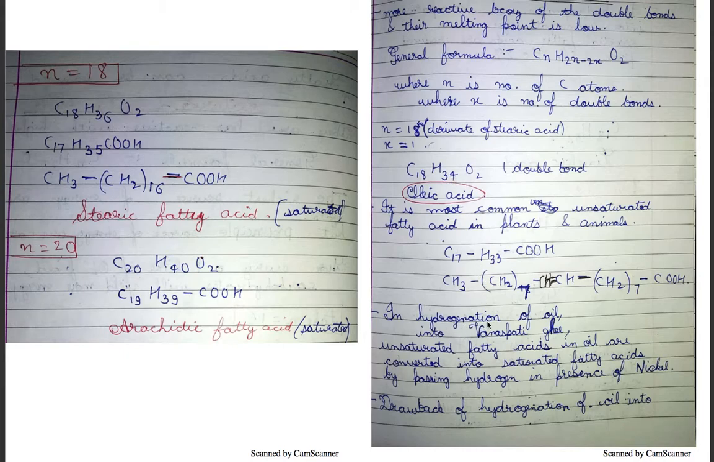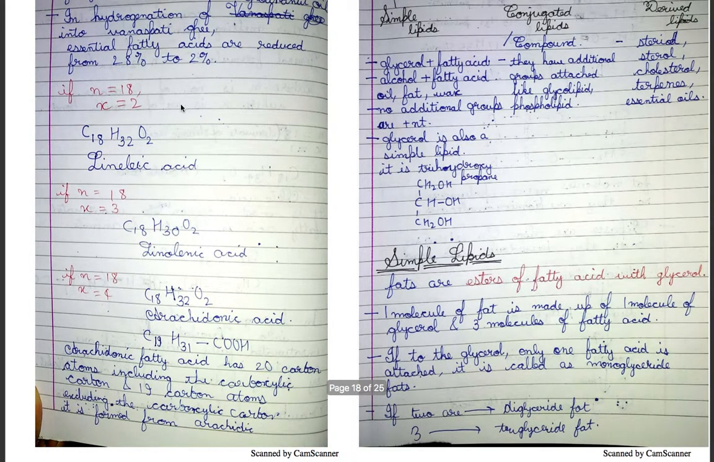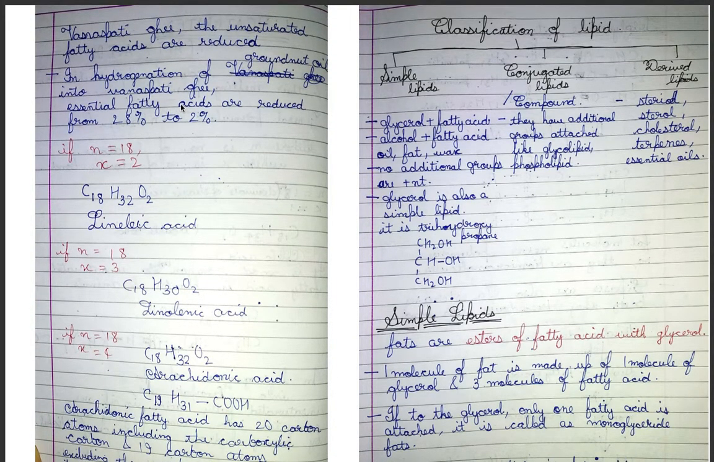Now hydrogenation of oil into vanaspati ghee: unsaturated fatty acids in the oil are converted into saturated fatty acids by forcing hydrogen in the presence of nickel. Learned in class 10. The drawback of hydrogenation of oil into vanaspati ghee is that the unsaturated fatty acids get reduced. For example, if groundnut oil is hydrogenated to vanaspati ghee, then essential fatty acids are reduced from 28% to 2%, which is very bad for health.